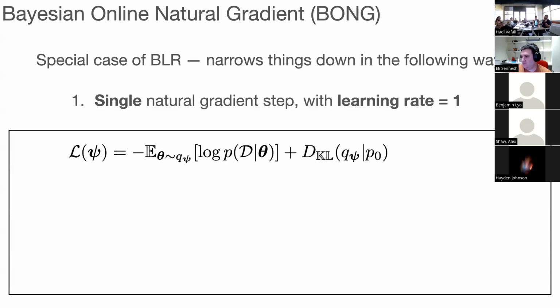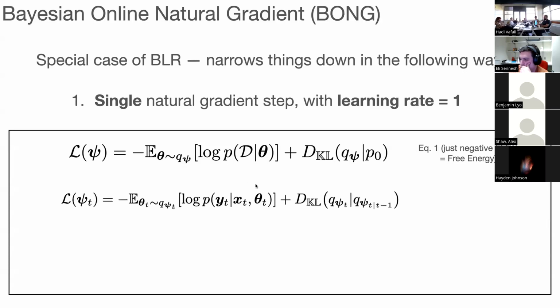And here are the equations that are important. This is equation 1. BONG starts with this. This is literally the negative ELBO, or free energy. Here, D is your data, theta are your neural network parameters that you want to perform inference over, Q of psi is your approximate posterior, psi are the variational parameters, and so on. This is just a normal ELBO.